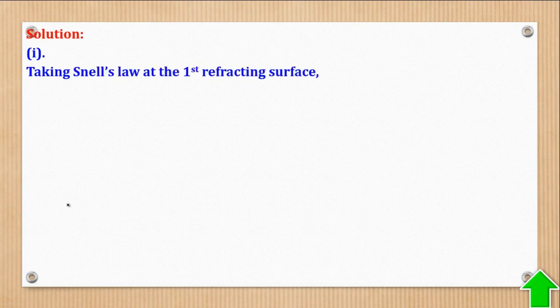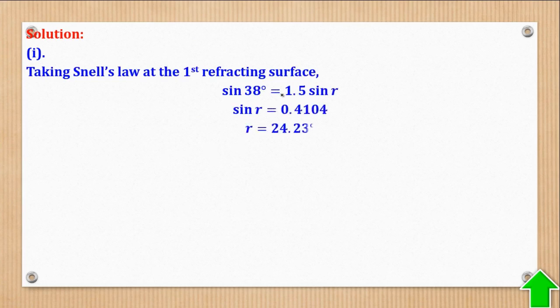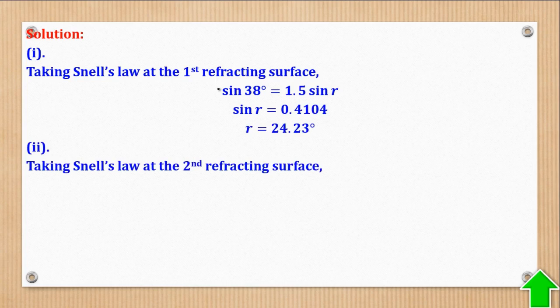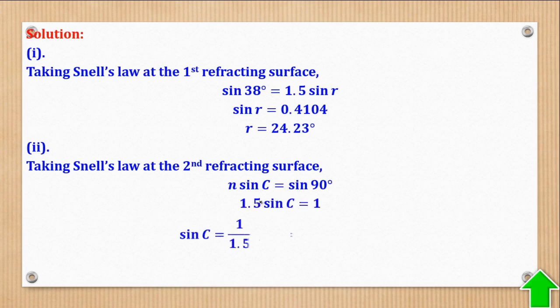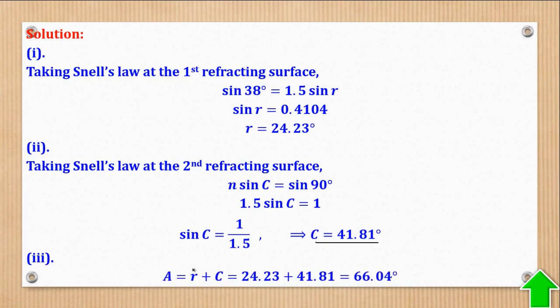So taking Snell's law at the first refracting surface, I'll come up with sine 38 equal to 1.5 sine R. Simplify and make R the subject. Then for Roman 2, I'll take Snell's law at the second refracting surface. n sine C is equal to sine 90. Substitute and make C the subject. And that will be the critical angle. Then for Roman 3, the refracting angle will be got by adding R1 plus R2, which gives you 66.04 degrees. So angles are to 2 decimal places.